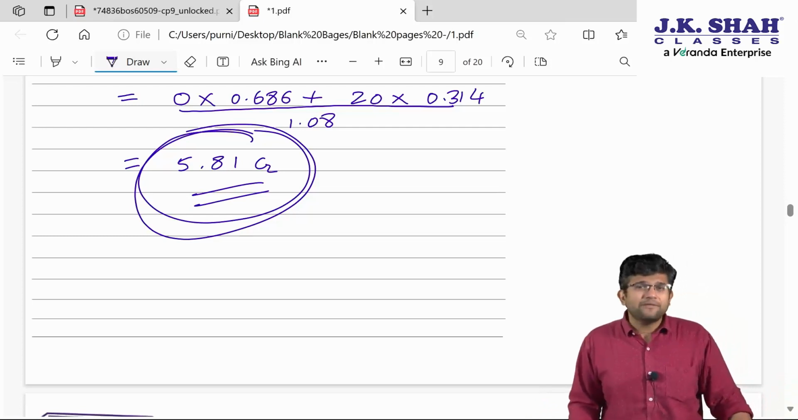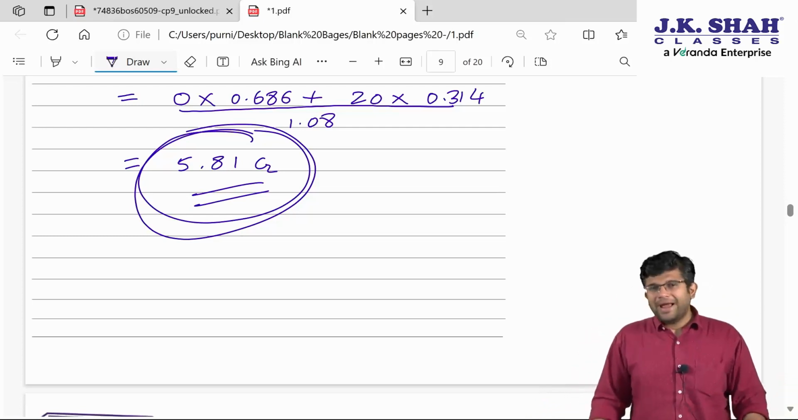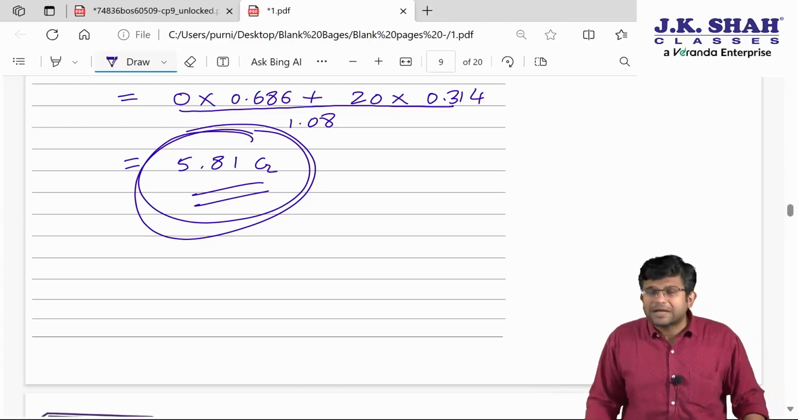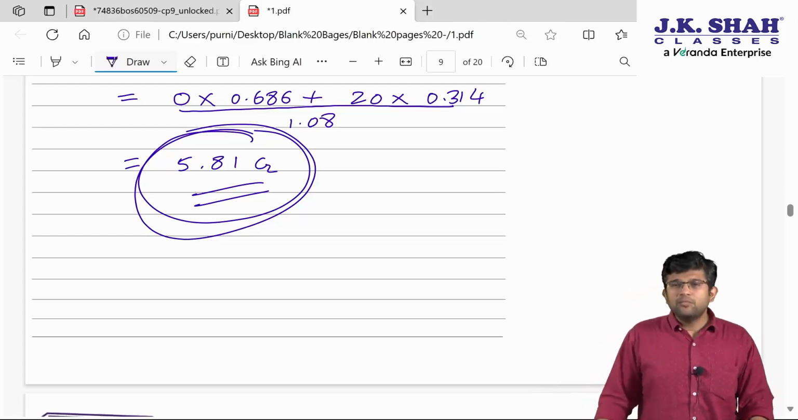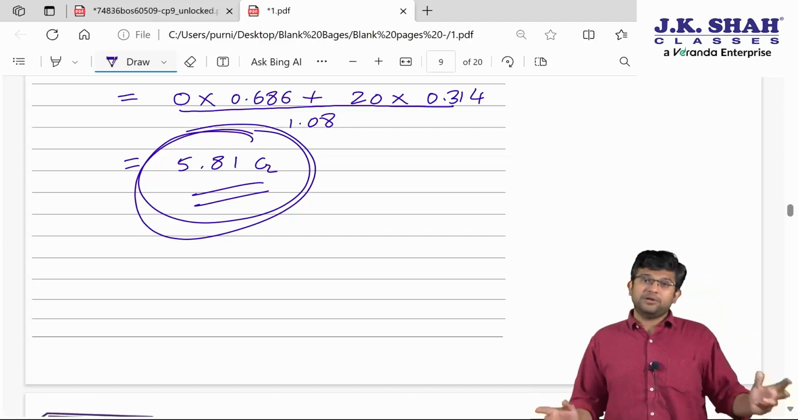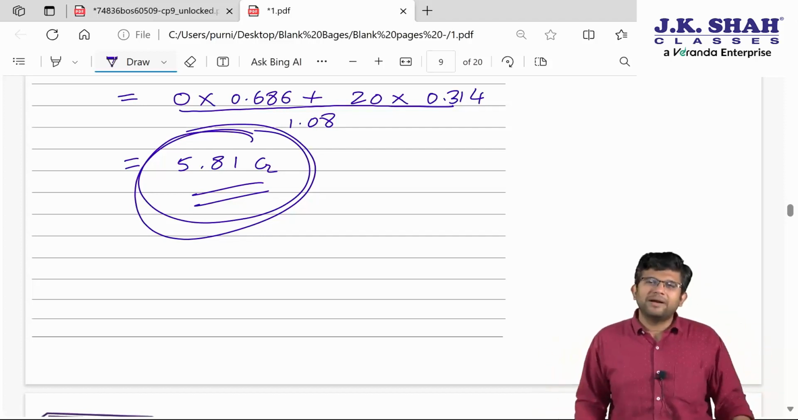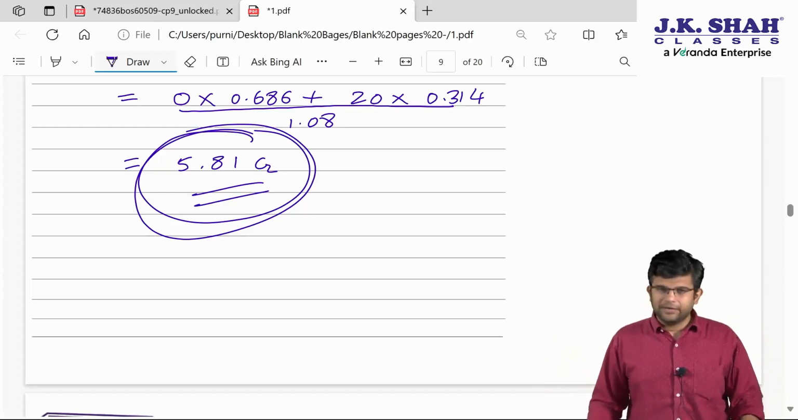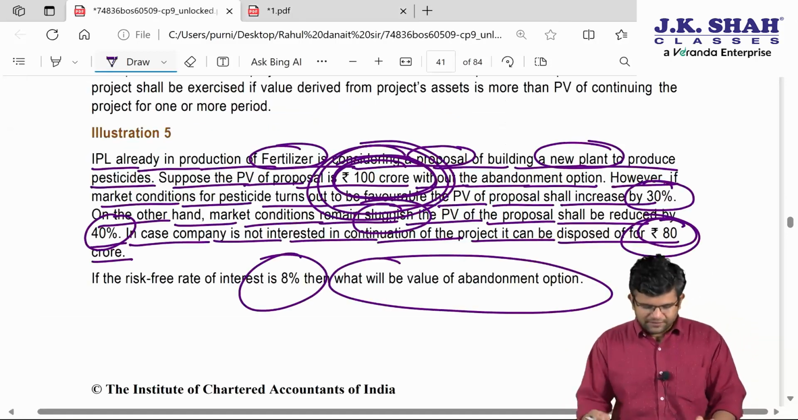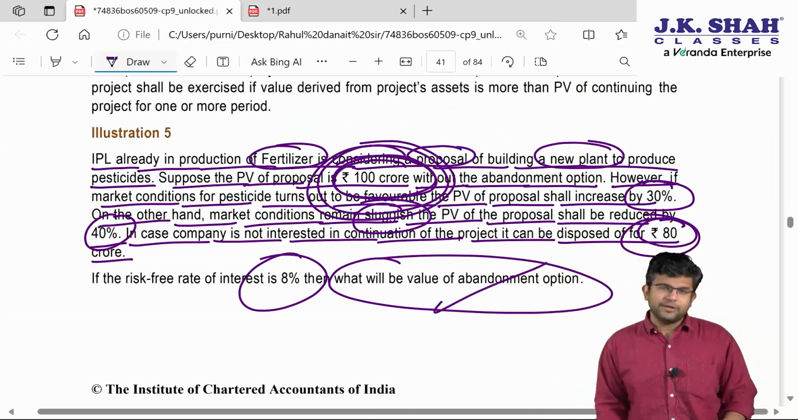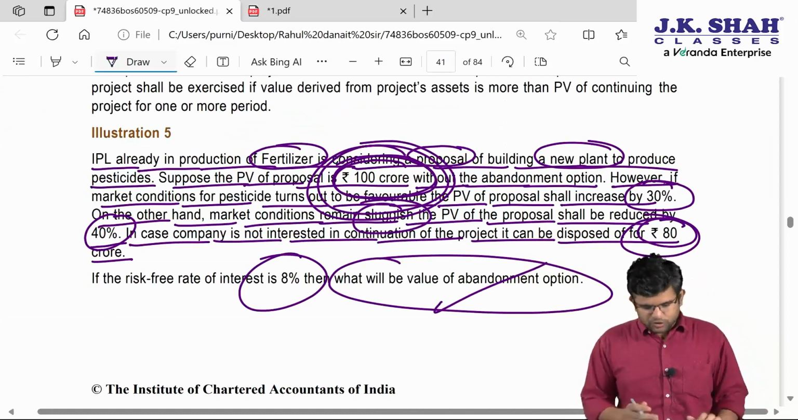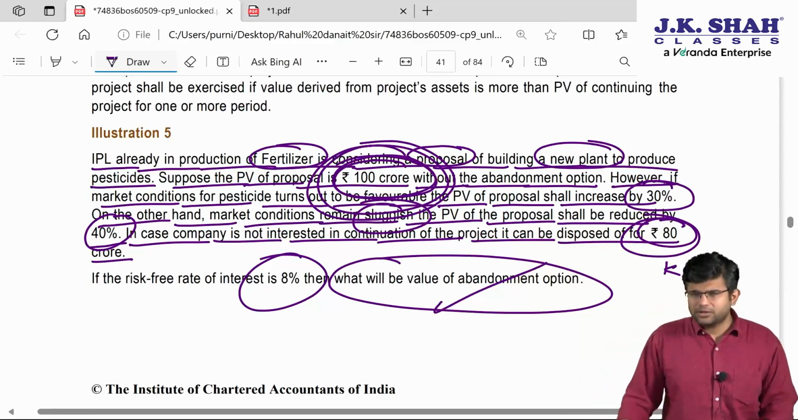Can I say if you wouldn't have thought about this abandonment option, at 102 crores you would have rejected this particular project, but the moment you realize, oh my god, you have an option also here of abandoning, the valuation of the project straight away goes from 100 to 105.81. So 5.81 crore, can I say, is the value of the abandonment option, that is the put option. So with that, students, we complete the discussion of illustration 5.